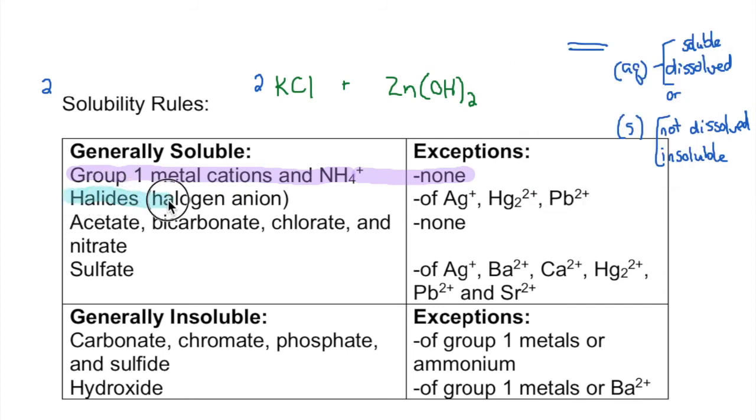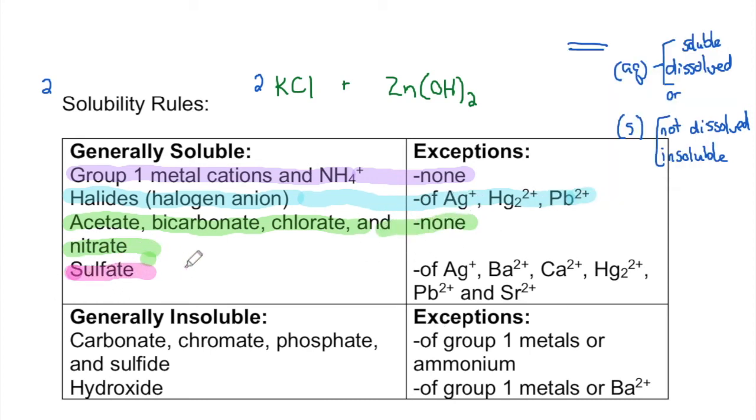Halides, something with a halogen as the anion like chloride or bromide, are also generally soluble. However, this time we do have some exceptions. Silver halides, mercury 1 halides, lead 2 halides, they are not soluble. They're an exception to the solubility. Some other ions that are soluble: acetate, bicarbonate, chlorate, and nitrate, and these have no exceptions.